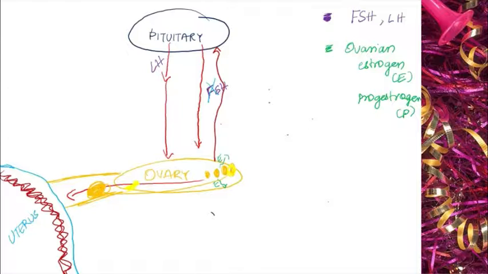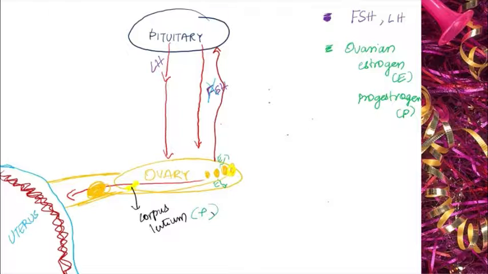This is known as corpus luteum, meaning yellow body. Okay? Then this corpus luteum starts producing progesterone. So progesterone is usually known as a birth supporting hormone.